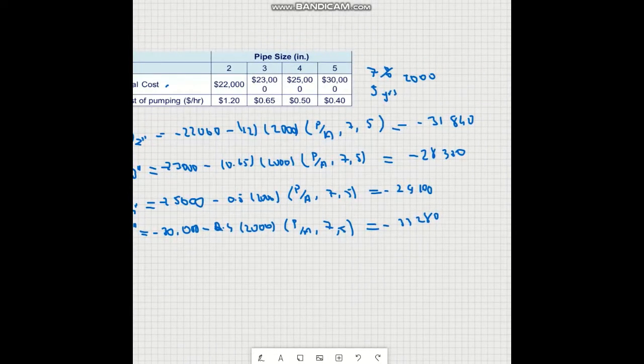And as it's obvious, what we need to choose for this building is the less amount, less cost, which is $28,330, which is the pipe size of 3-inch. It is suitable for our building with given values, the initial cost and cost of pumping.